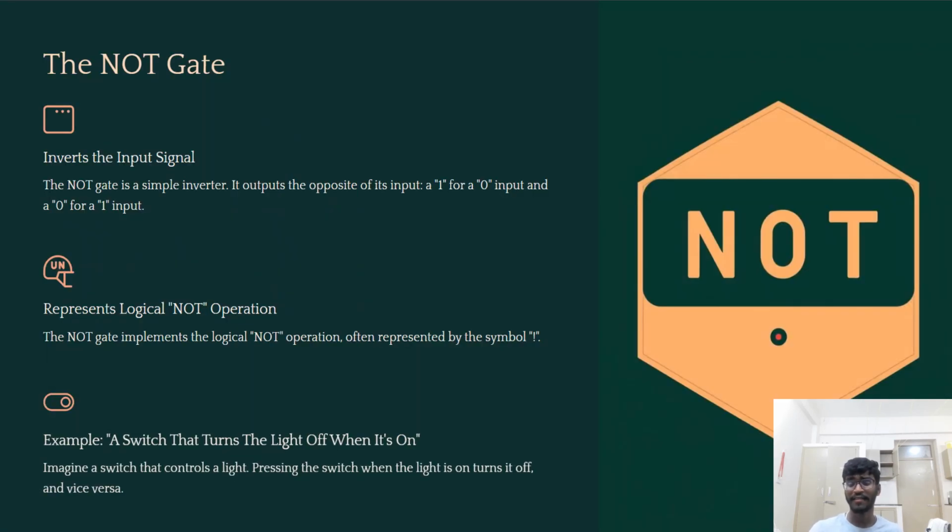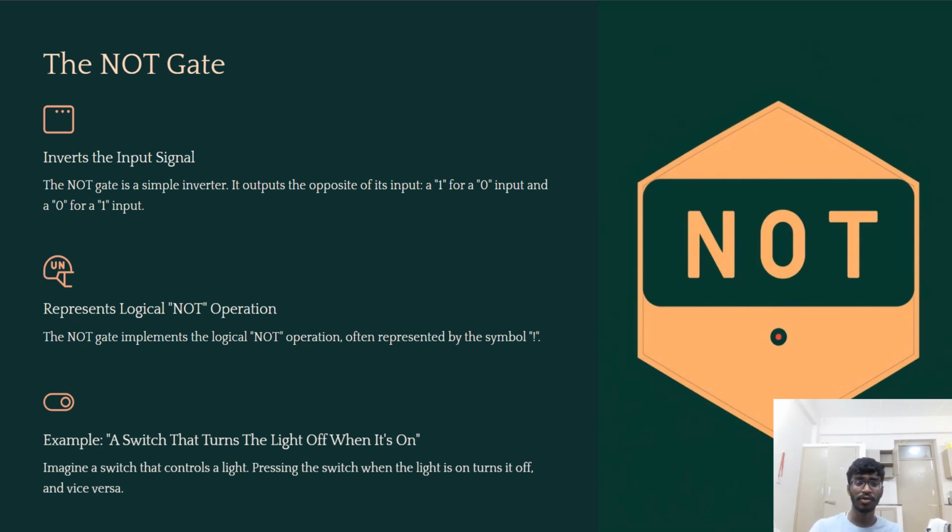And finally, we come to the NOT gate, the last normal gate, which we use a lot. The NOT gate inverts the input. Its function is to invert the input signal. The NOT gate is a simple inverter. The output is the opposite of its input. If 1 is the input, then 0 is the output. If 0 is the input, then 1 is the output.